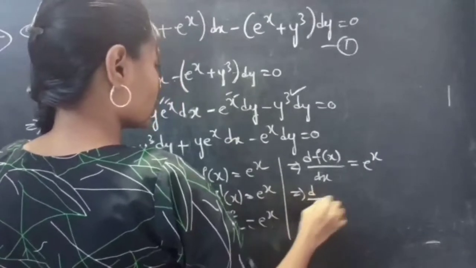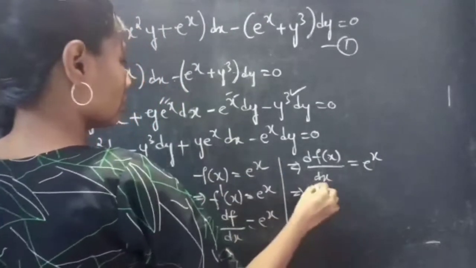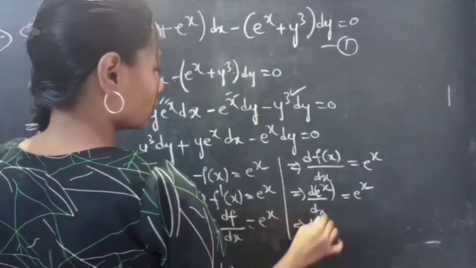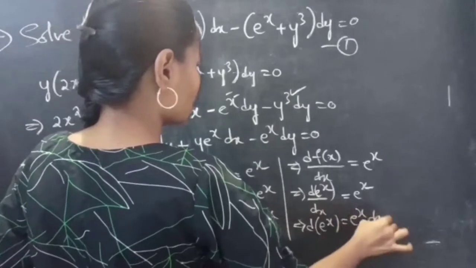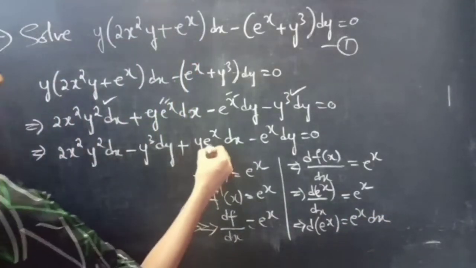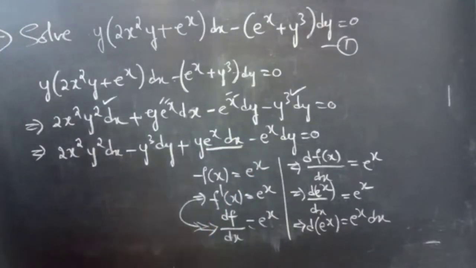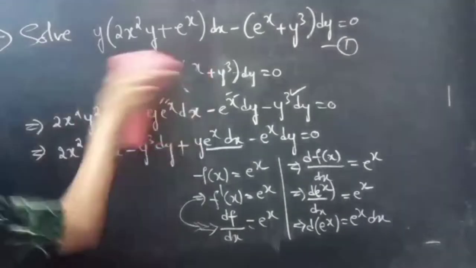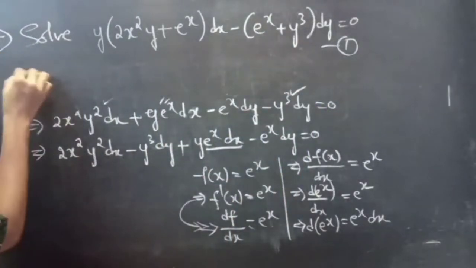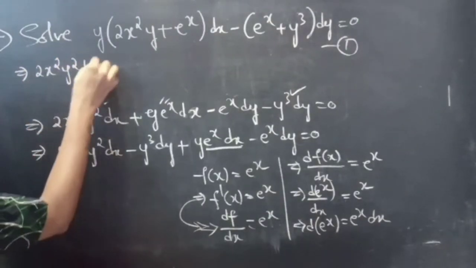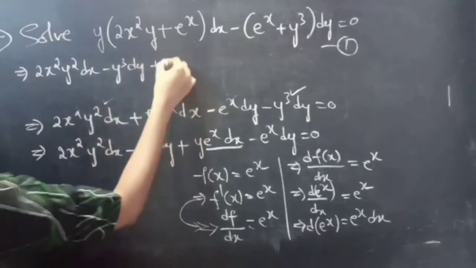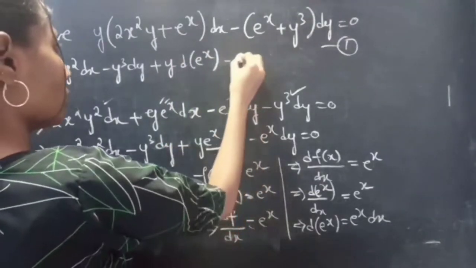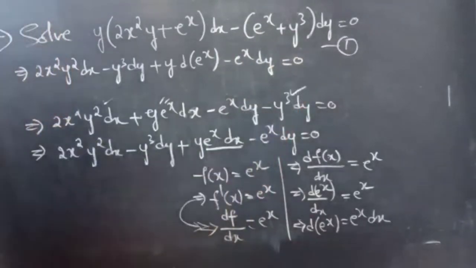We know that f(x) is e^x. So d(e^x)/dx equals e^x. Then the differential d(e^x) equals e^x dx. Right. So now we can replace e^x dx as the differential d(e^x). Then this becomes 2x² y² dx minus y³ dy plus y into e^x dx is replaced by d(e^x) minus e^x into dy equals 0.